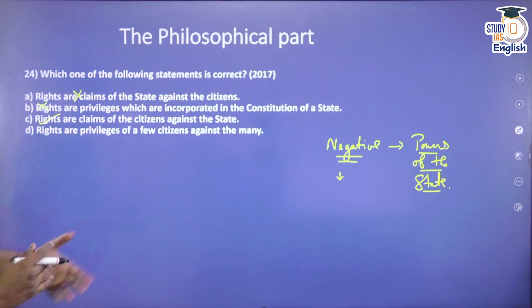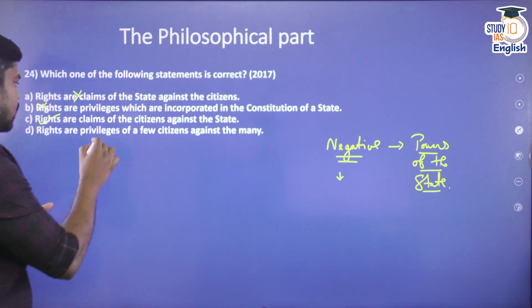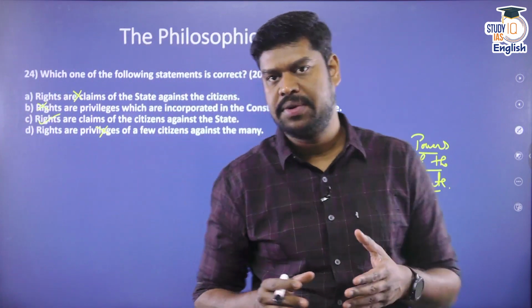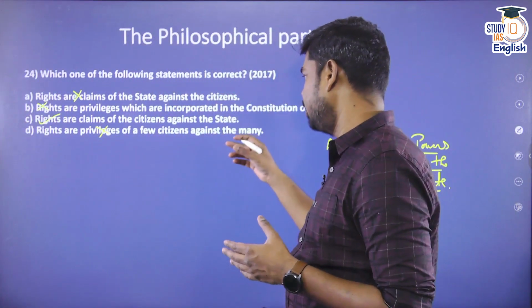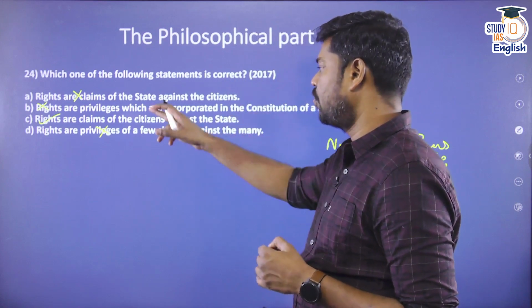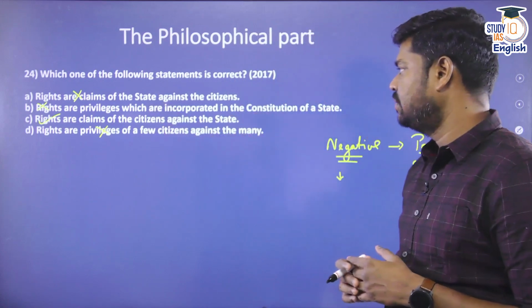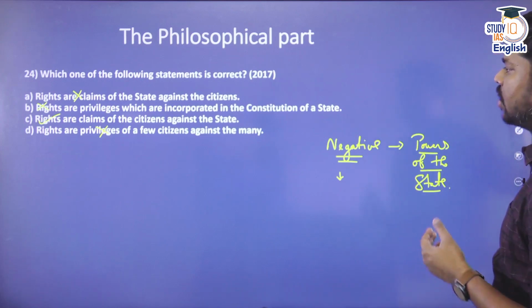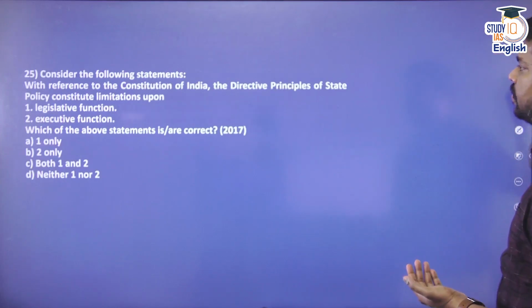Rights are privileges of a few citizens against the many. No, that is not, at least what we have in India. Mostly the idea of right is that you will have to give equal rights to all the people. So it is not against many, rather it is against the state. So the appropriate answer would be rights are claims of the citizens against the state. So, the right answer would be option C.